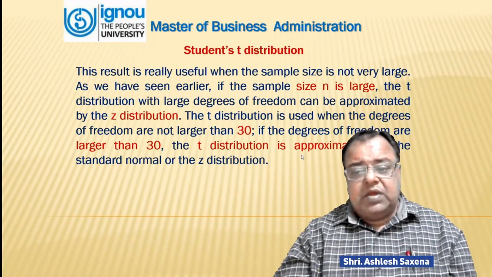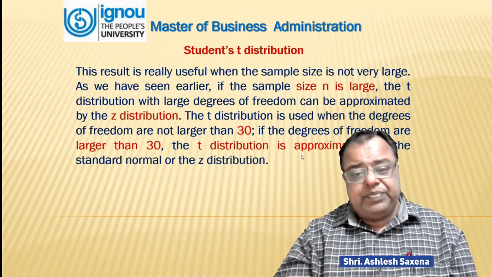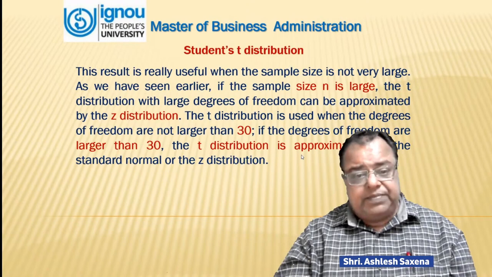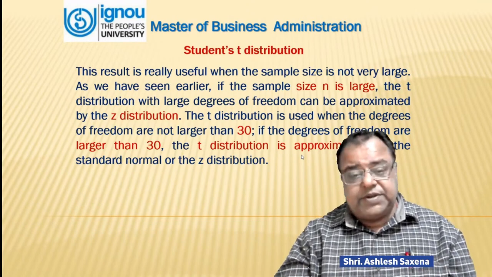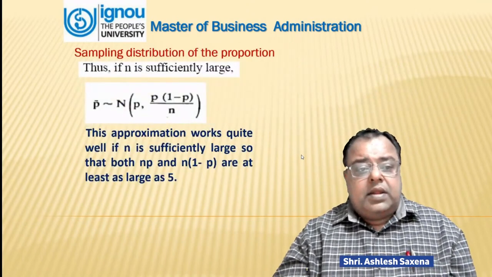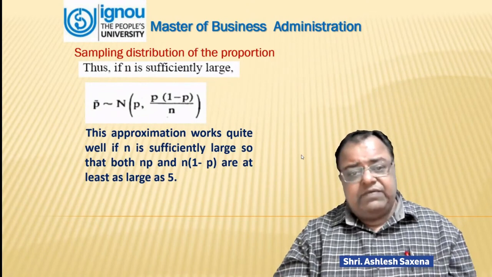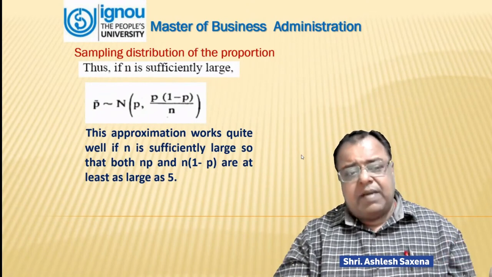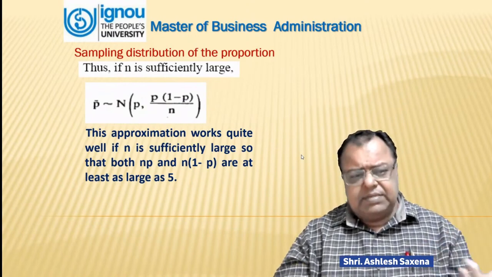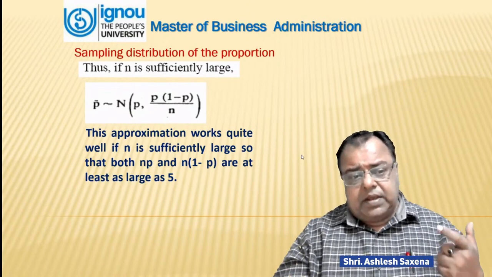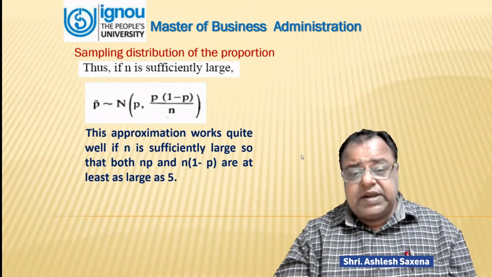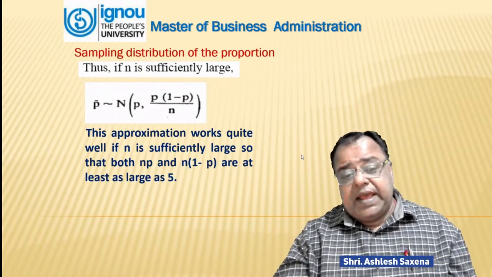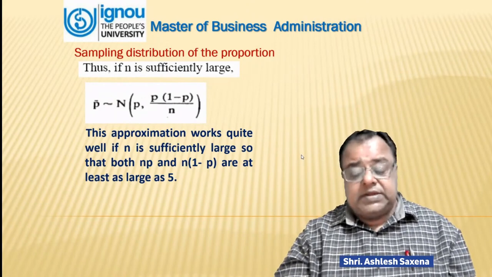The T distribution is used when the degrees of freedom are not larger than 30. And if the degrees of freedom are larger than 30, the T distribution is approximated by the standard normal or the Z distribution. If N is significantly large, we can say that the sample proportion P dash is approximately normal with mean P and variance PQ upon N, because Q is 1 minus P. This approximation works quite well if N is sufficiently large so that both NP and NQ are at least as large as 5.